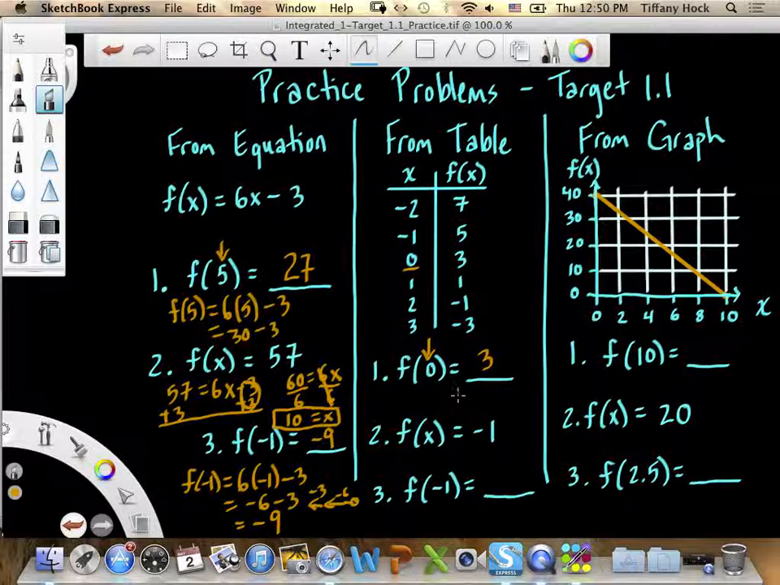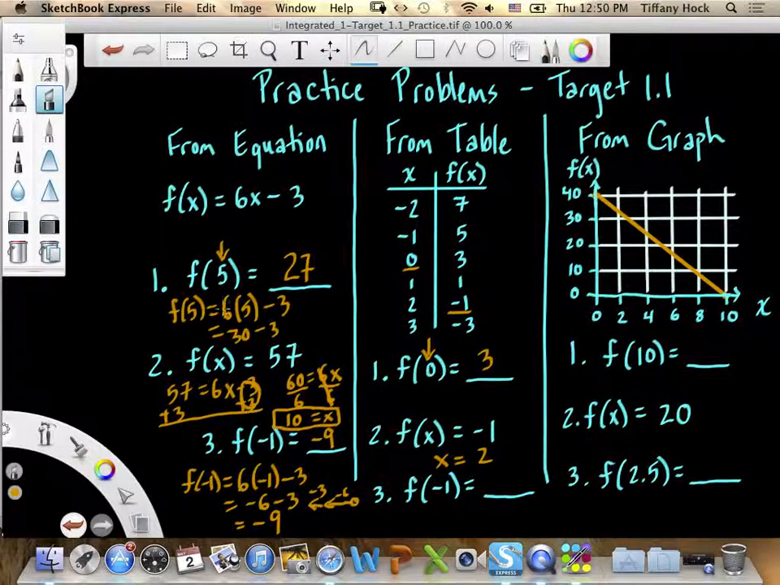Alright? Now this problem is kind of the opposite. This tells me f of x equals -1. Now notice the -1 is not in the parentheses. That means it is the output. It's on the outside of the parentheses. It is the output. So I'll look under the f of x column. Here is -1. And as I look, the x value that gives me an output of -1 is 2. So I would write x equals 2.